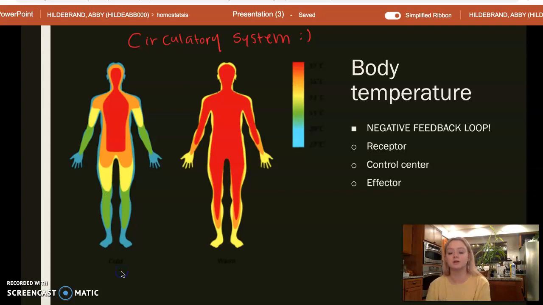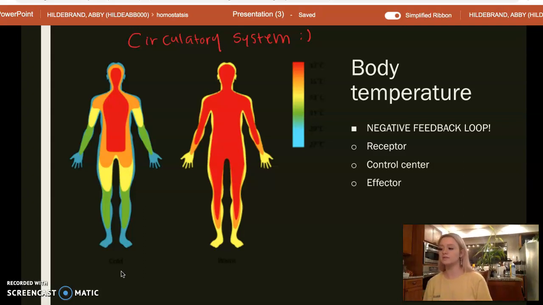Body temperature homeostasis is the circulatory system. It is a negative feedback loop, and I am mentioning this now. There are receptors, control centers, and an effector in homeostasis.